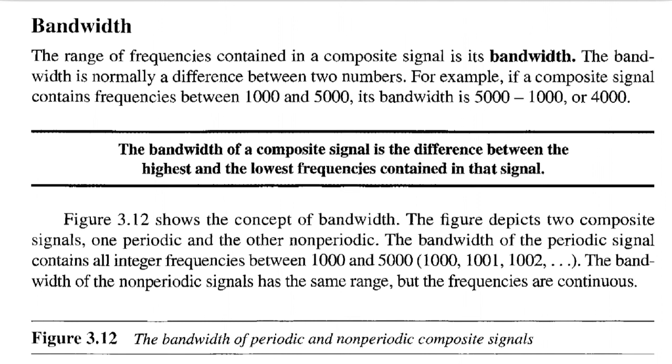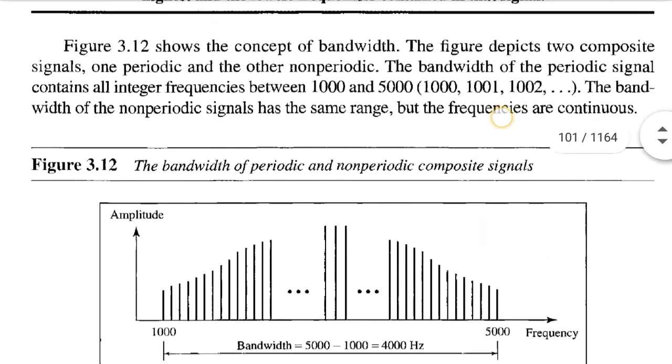Figure 3.12 shows the concept of bandwidth. The figure depicts two composite signals, one periodic and the other non-periodic. The bandwidth of the periodic signal contains all the integer frequencies between 1000 and 5000. The bandwidth of the non-periodic signal has the same range, but the frequencies are continuous. The bandwidth of periodic and non-periodic composite signals.